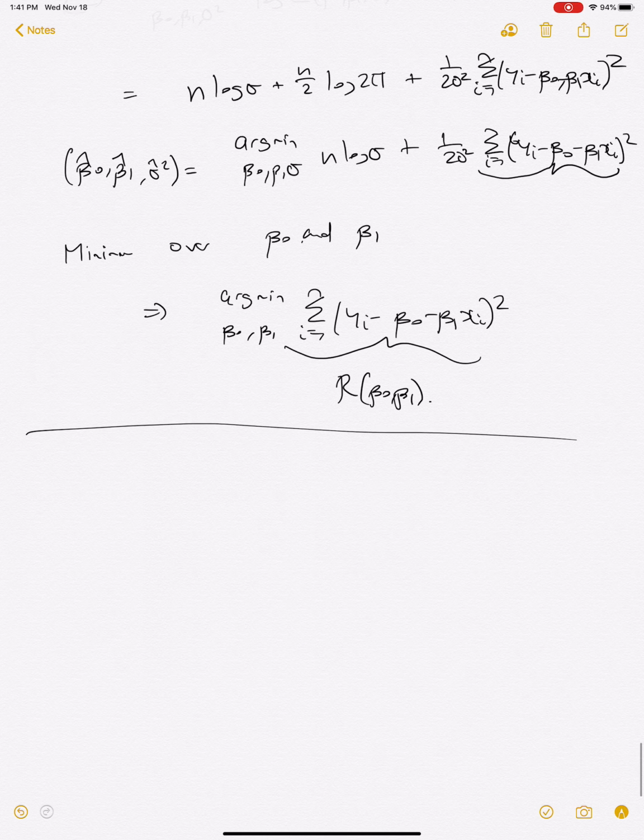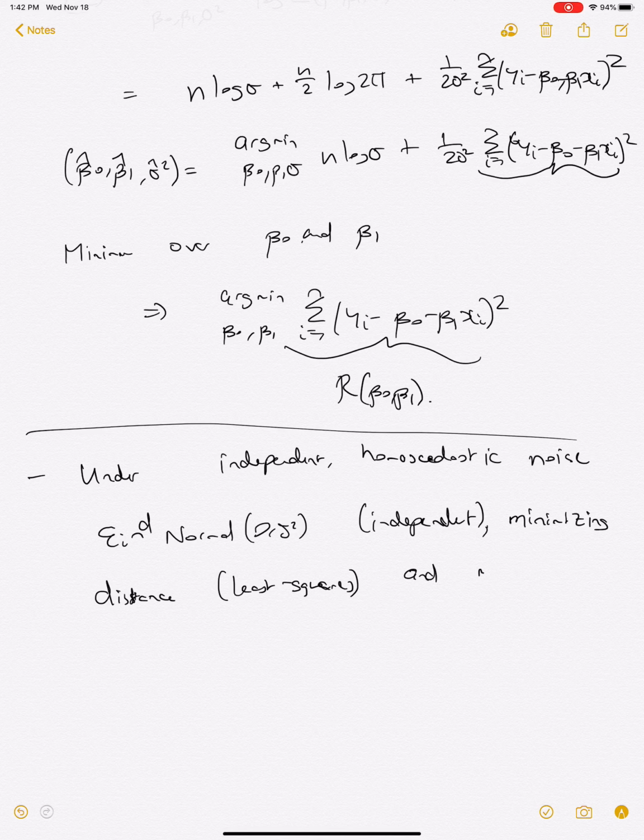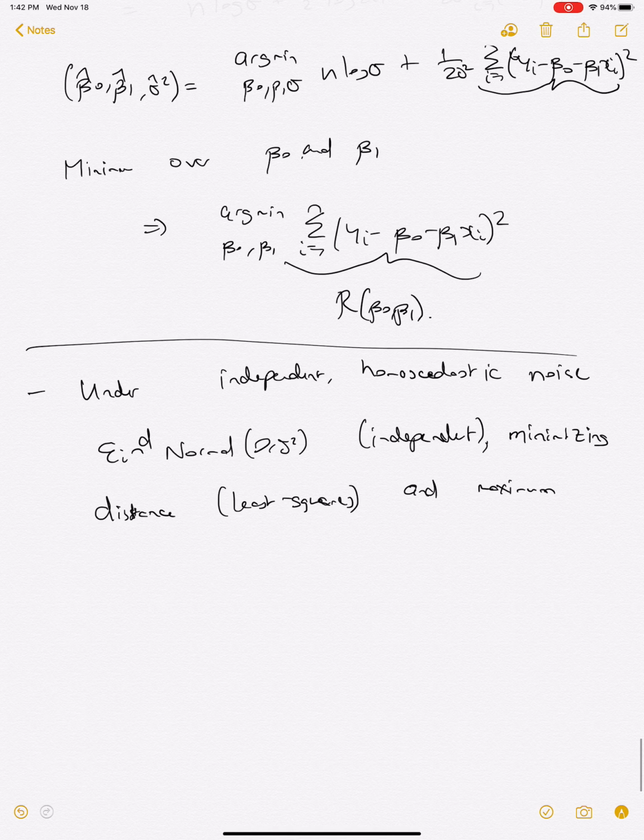So I'll just write that down. Under independent, homoscedastic, which just means that all of the noise is the same noise, so that just means that epsilon i is normal 0 sigma squared, independent, minimizing distance or least squares, and maximum likelihood estimation are equivalent.